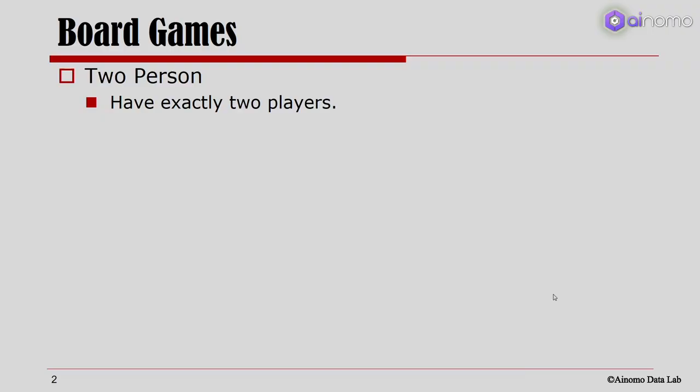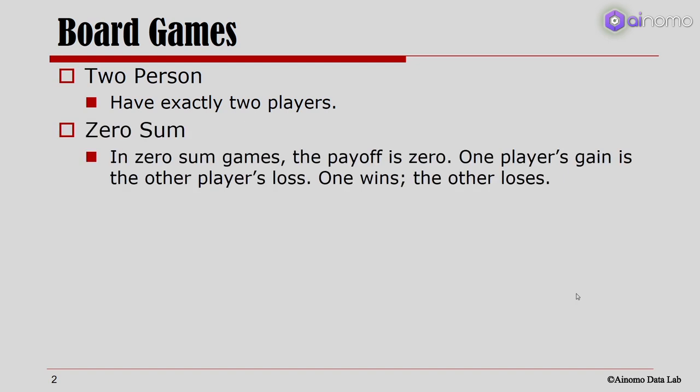We are dealing with board games, games such as chess or checkers, or games such as tic-tac-toe, and these games have the following characteristics. One, we are dealing with two-player games, games that have exactly two players. These games are called zero-sum games. Zero-sum games are those in which if one player wins, the other loses the game. That is, the total payoff is zero. One player's gain is the other player's loss.